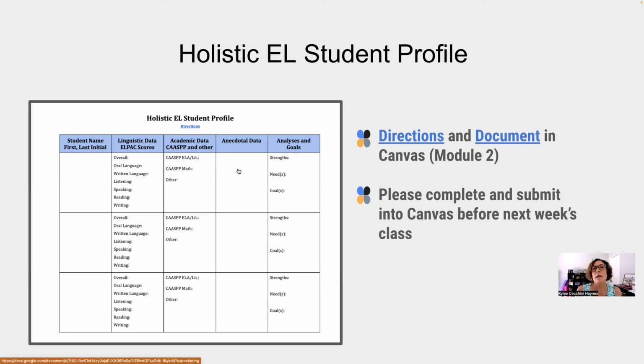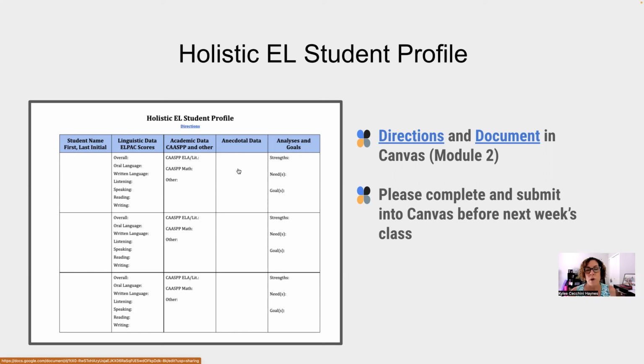Now, you're not writing an official goal here. This is more just sort of conversational, if you will. You're talking yourself through it. You're notating it, but it doesn't have to be written as an official IEP goal, for instance, right?